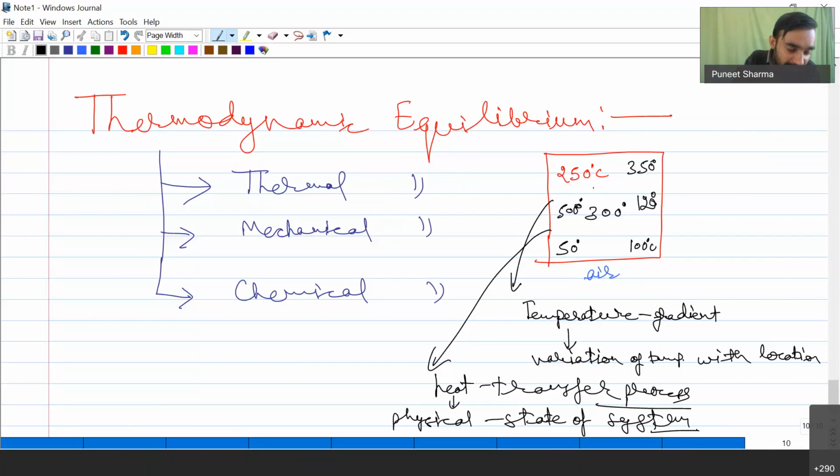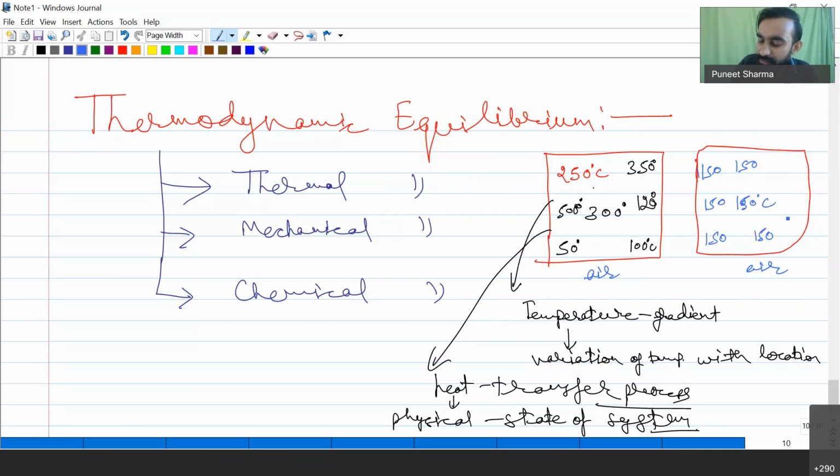So for thermal equilibrium to take place, what has to happen? Everywhere within the system, say if I have 150 degrees Celsius, the temperature should be 150 everywhere. If the temperature is 150 everywhere within the system, then we will not have any heat transfer process.